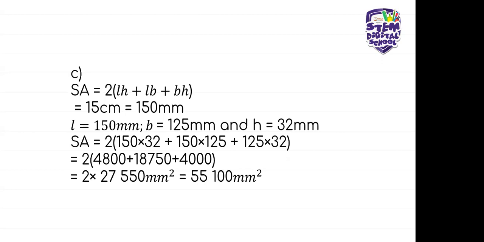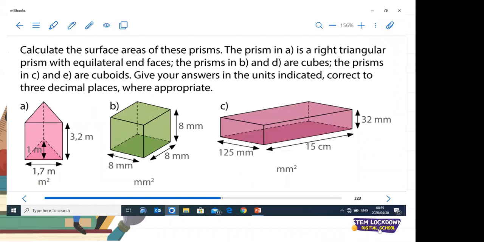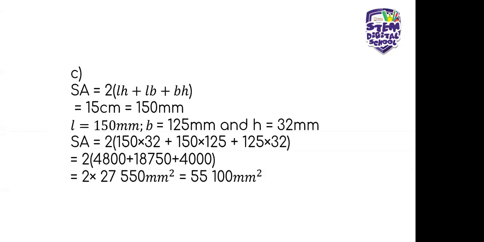And then when you check our measurements, in this case, you had the length, which was 15 centimeters, and the breadth, which was 125 millimeters, and the height there is 32 millimeters. So now, before you can work out anything, you must convert your centimeters to millimeters so that you can work with the same unit of measurement.